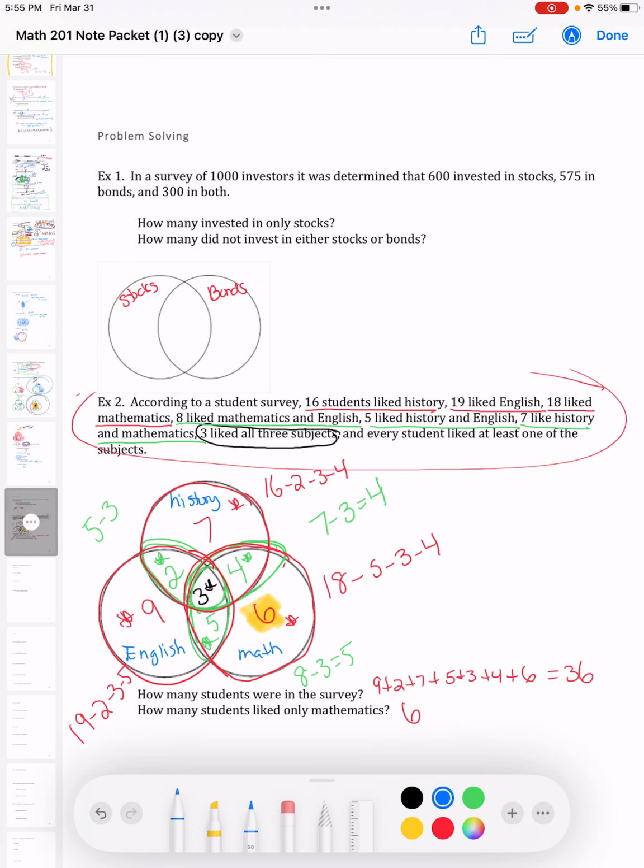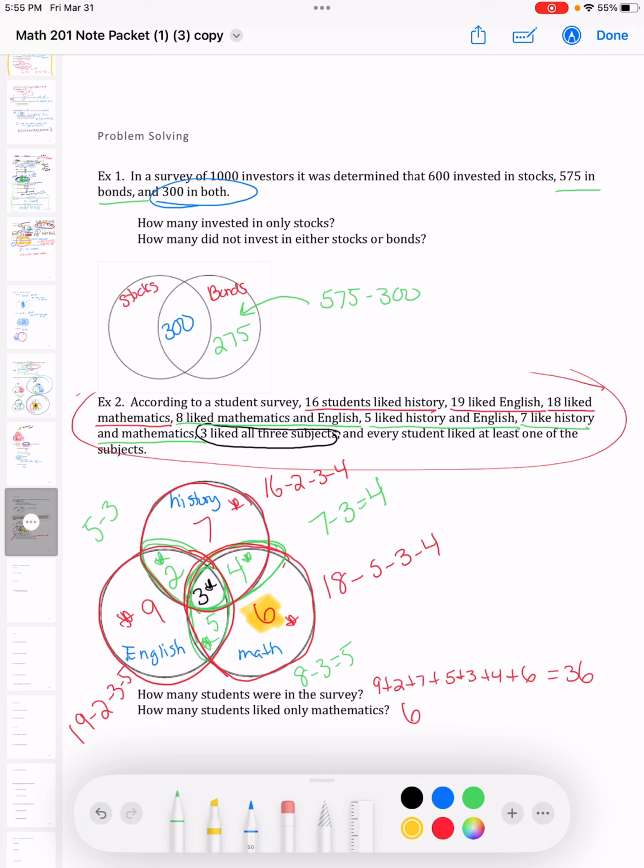Let's see how you did. This one they told us there were 1,000 investors, and it was determined that 600 invested in stocks, 575 in bonds, and 300 in both. So I'm going to start in that middle with 300. 575 were in bonds. I don't want to just put 575 in there. I've got to subtract the 300 that are already accounted for.